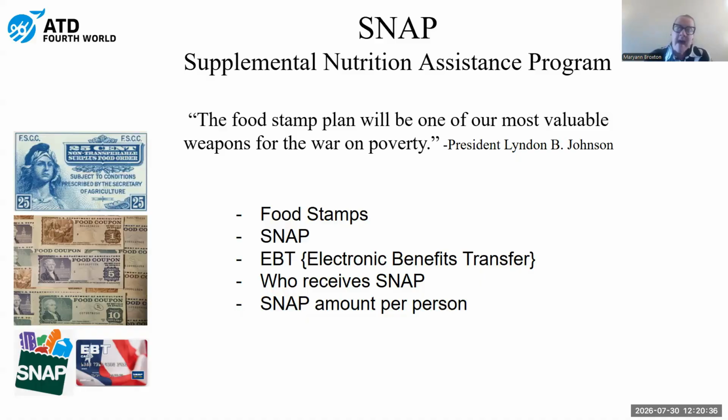The program was brought back and revived as part of the War on Poverty, with President Lyndon Johnson signing the Food Stamp Act in 1964. In 1977, the Food Stamp Reform Act ended the requirement of purchasing food stamp coupons. And in the 1990s, EBT, our electronic benefits transfer cards, replaced paper stamps.